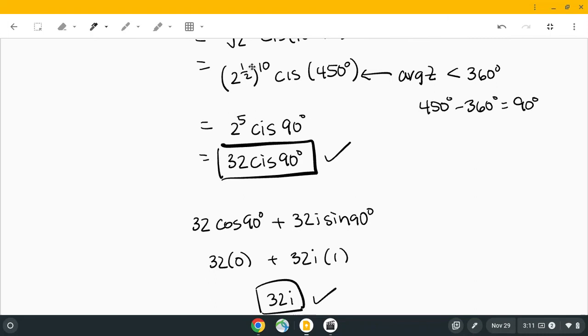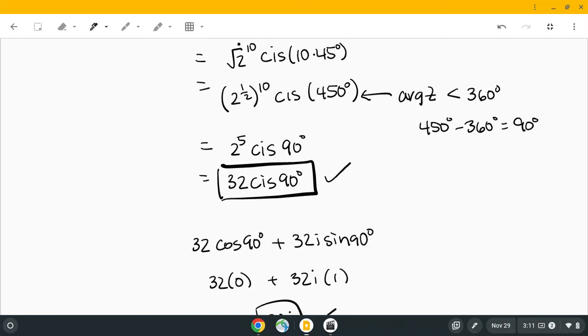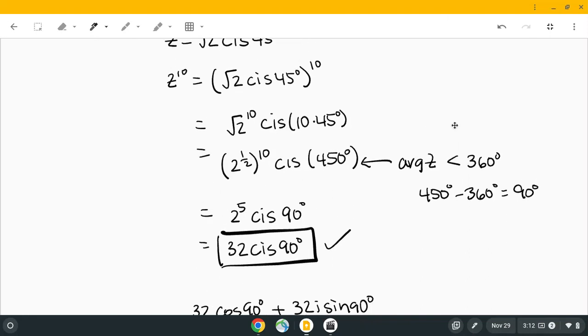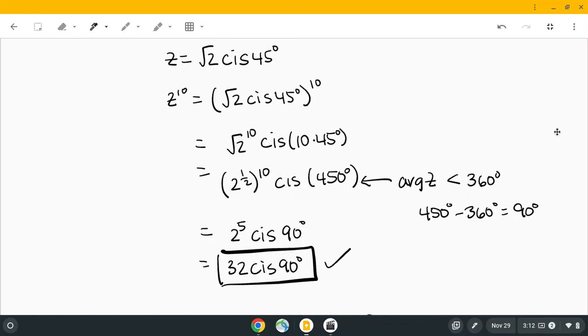You might have to do a little bit of simplifying here with your exponents. Just remember, square roots are exponents of 1/2, so that's how I got this. I can rewrite the square root as a rational exponent. And then just keep in mind over here, your angle should be less than 360. All right, so that is it.